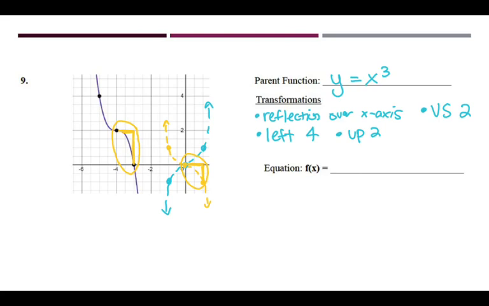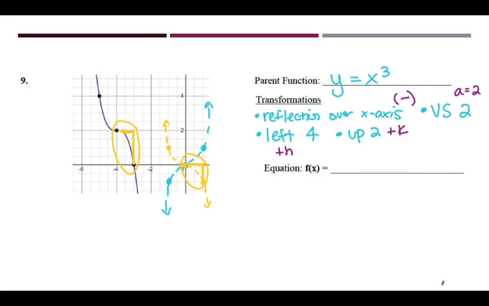So putting all of that together, reflection over the x-axis means I have a negative in the front. Vertical stretch of 2 means I have a value of 2 for a. Left 4 means I have a plus 4 inside my function. And up 2 means I am having a plus k on the outside. This should say plus h. There we go.